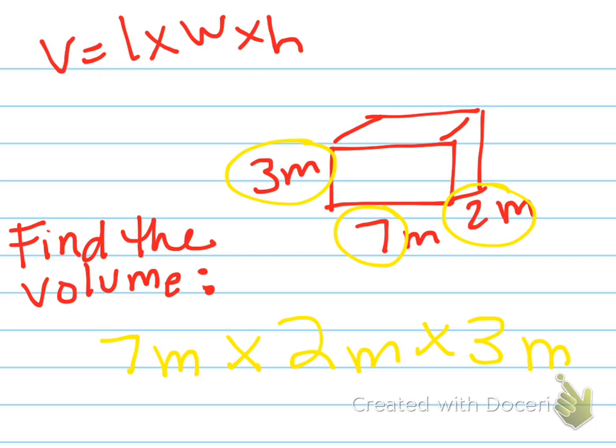What's 7 times 2? 14 times 3 will give me 42 cubic meters. Remember, the symbol that represents cubic is that little 3. That's something new here. Remember, area would show the little symbol with 2. And then perimeter or circumference just has the measurement.